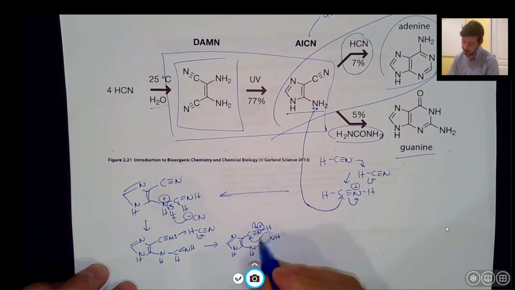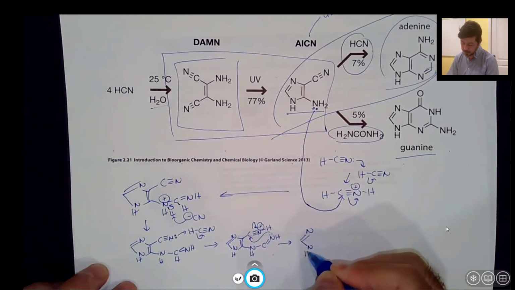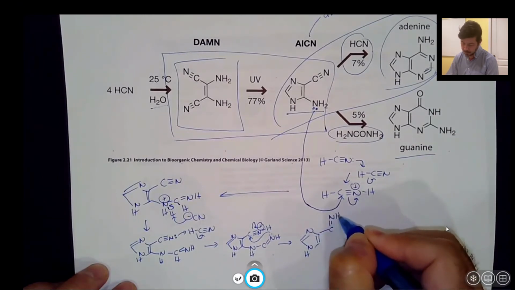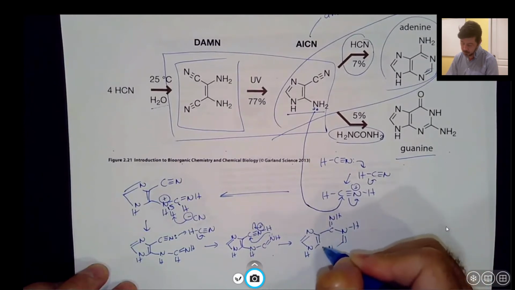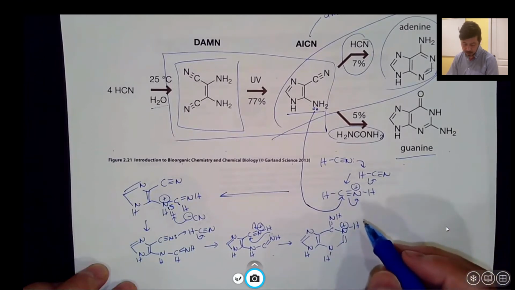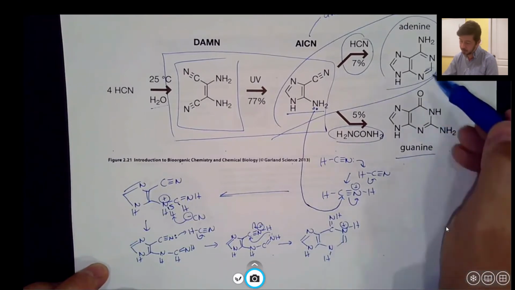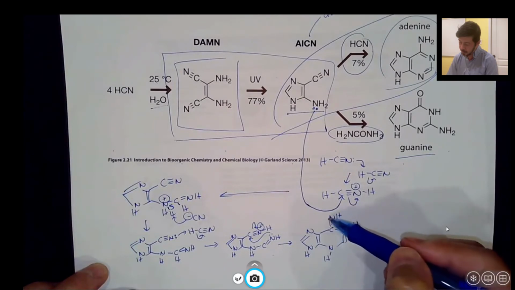So now the nitrogen comes, reacts here intramolecularly, and we now have our 6-membered ring. Nitrogen's protonated there. And so what we need to do is simply move a double bond here, because if you look at adenine, there's a double bond here. Got to move this pi bond here, and then this has to become NH2.